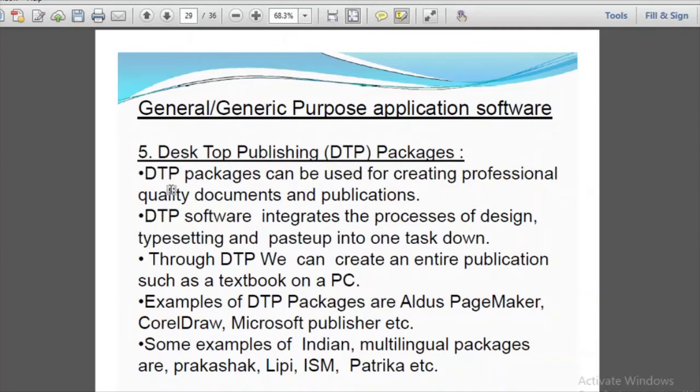Then we have desktop publishing packages. These are basically predefined packages which can be used professionally for creating professional quality documents and publications. For example, if I want to publish any of my books or any research article, these predefined desktop publishing packages can be used. Some examples are Adobe PageMaker, CorelDRAW, Microsoft Publisher, Indian multilingual packages, and certain more examples of desktop publishing packages.